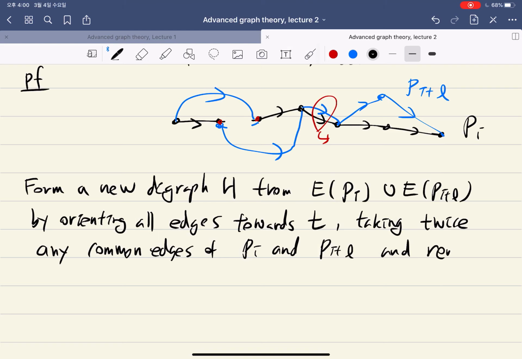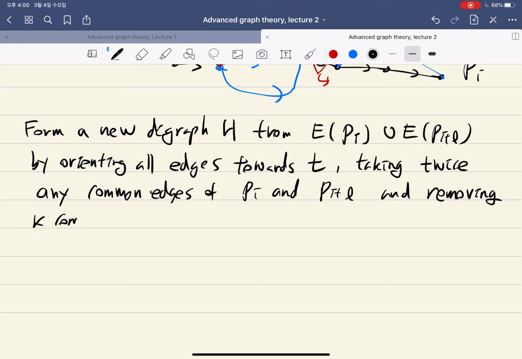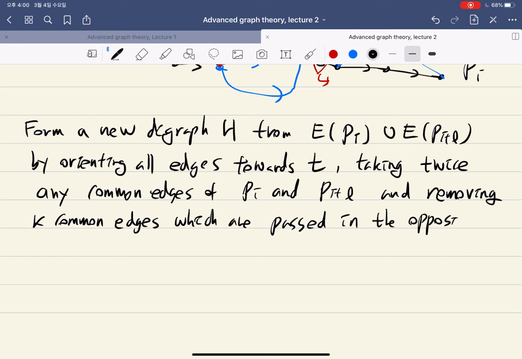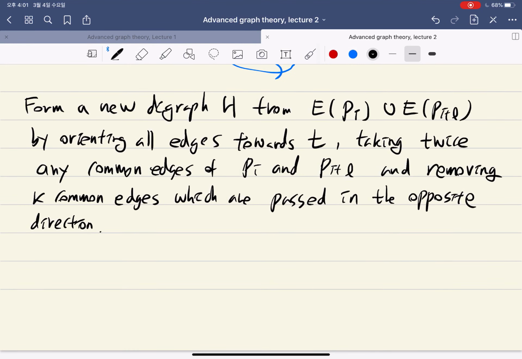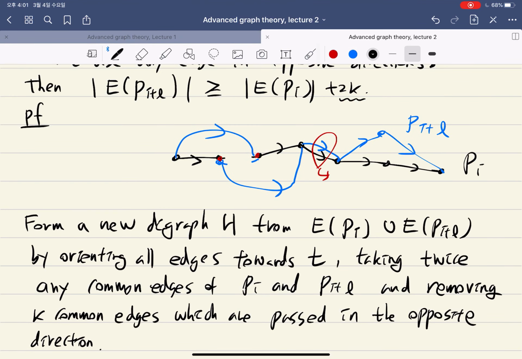And removing k common edges which are passed by those two vertices in the opposite direction. Then what happens in this graph?